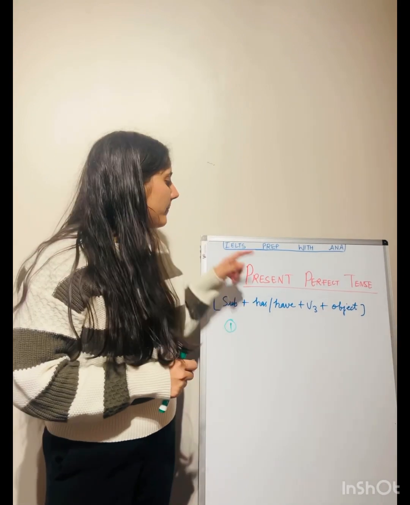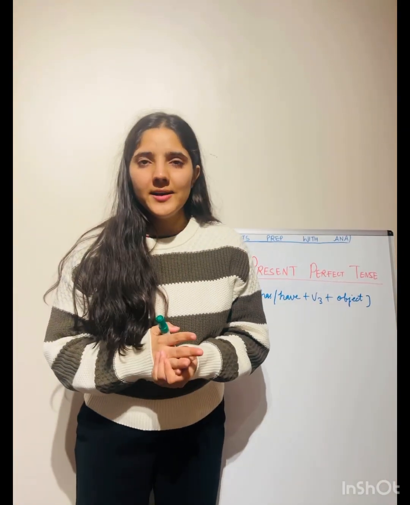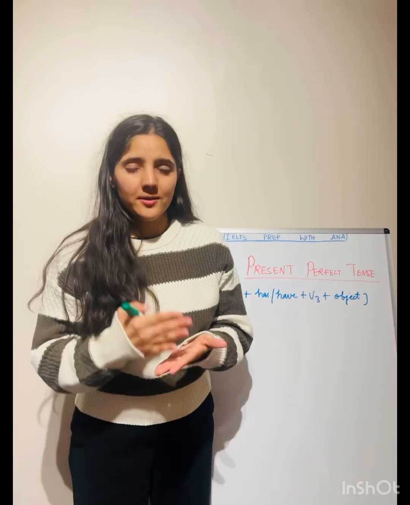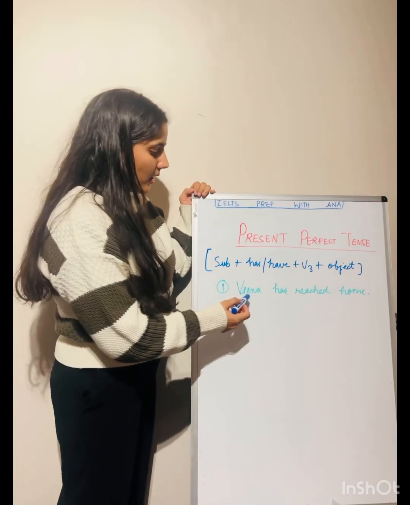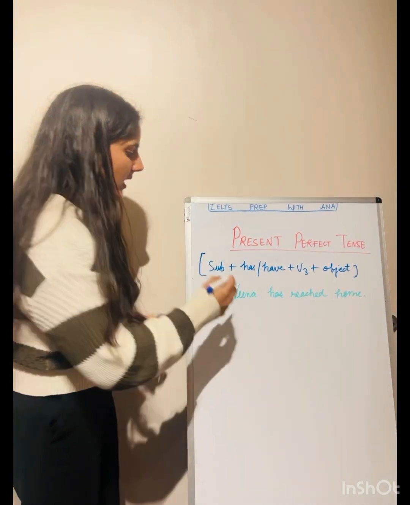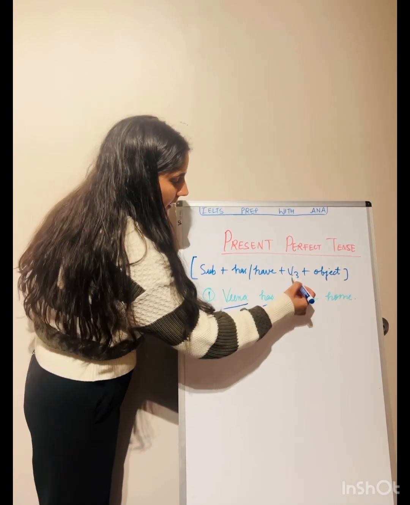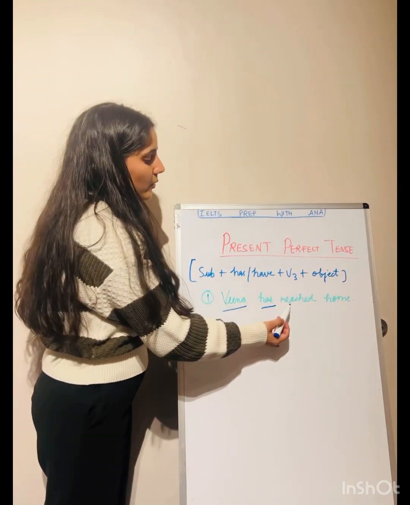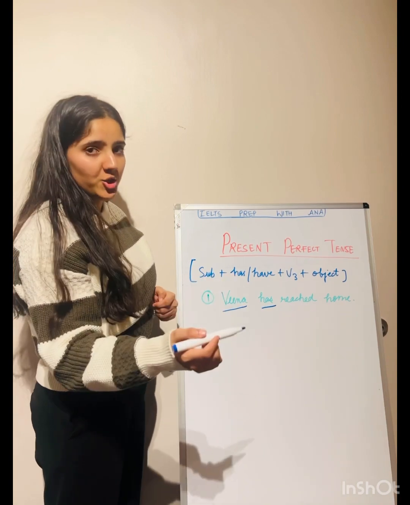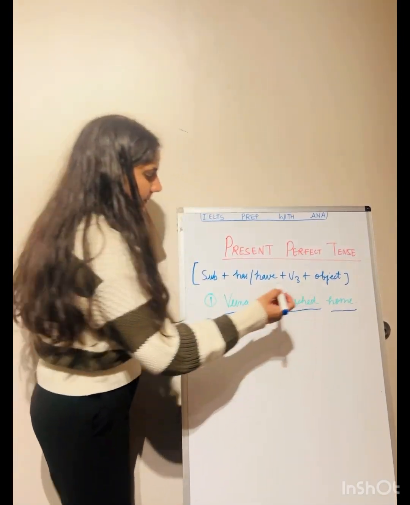So we use present perfect tense where an action has started in the past but has just finished. Example, Veena has reached home. Veena is the subject and then we use has or have, and then the verb third form. Its first form is reach, reached, reached. So reached is the third form of the verb and this is the object.